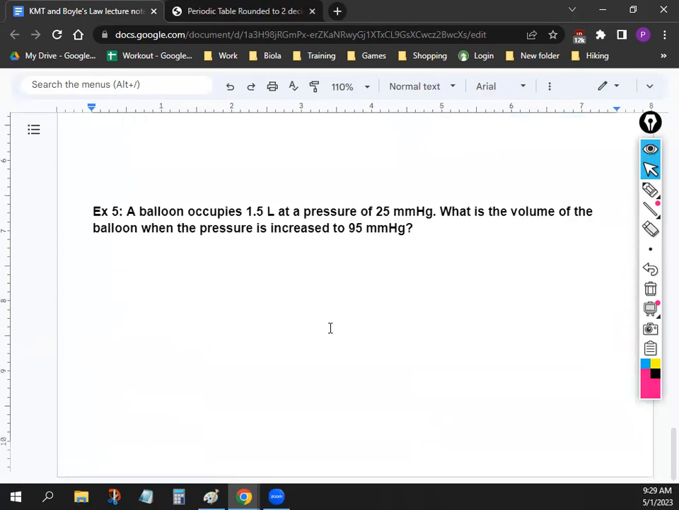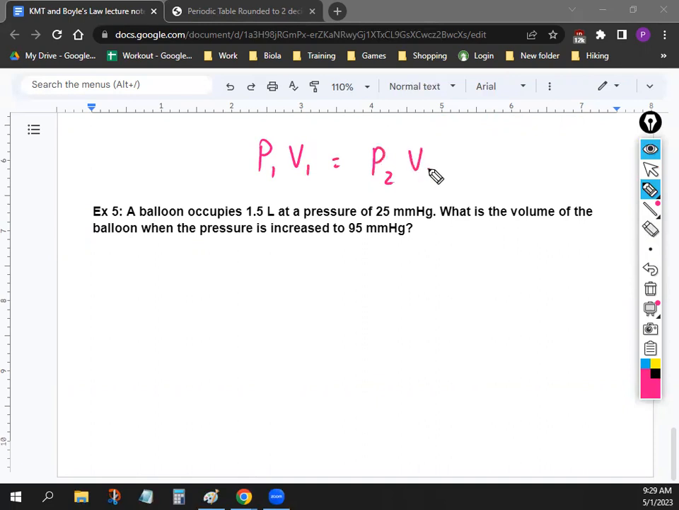Okay, so enough of that. Let's do one calculation problem, and then I'll get you guys started on your assignment. So P1V1 is P2V2. This is the equation that we're going to use. The easiest way to think about this is the ones are the original, and the twos are the new.